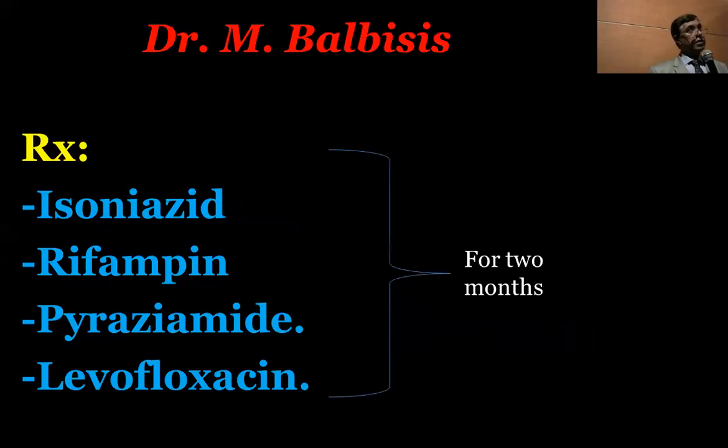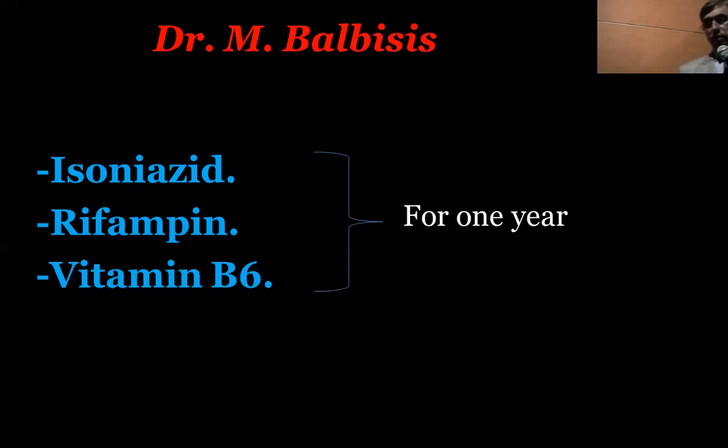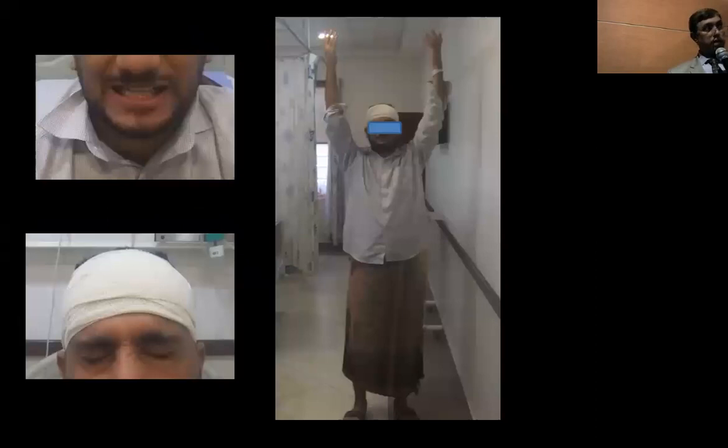So we started the treatment on the basis of the histology, that this is a granuloma and this patient is coming from Yemen. He was started on the treatment: isoniazid, rifampicin, pyrazinamide, and levofloxacin. This was for 2 months, and then for 1 year, isoniazid, rifampicin, and vitamin B6. Patient was doing well, and he was discharged on the 7th postoperative day. This is him. He has full eye movements, and he was mobilized immediately after surgery.